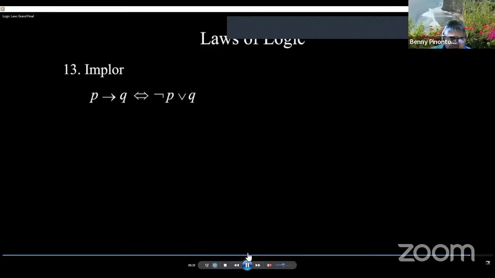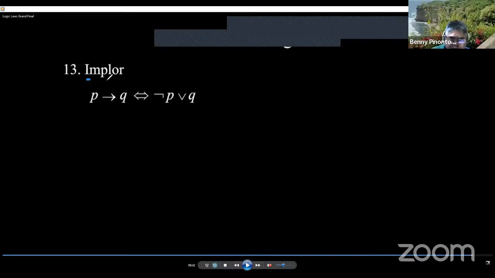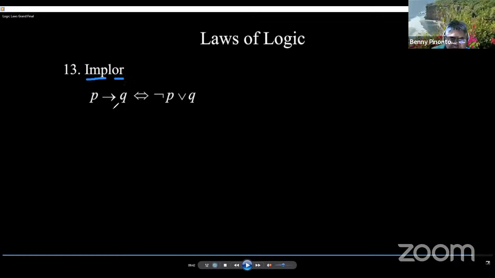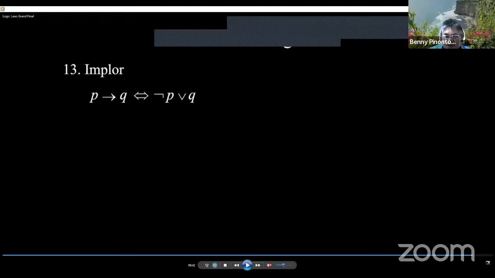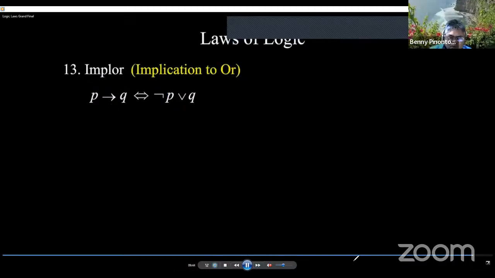Okay, then implies, we already saw how you are going to convert the implication to or. That is the implication and that is the or. Then you have to put the not sign in front of the first one, not the second one. Put the not sign to P, not to Q. Okay, so that's how you memorize those things.